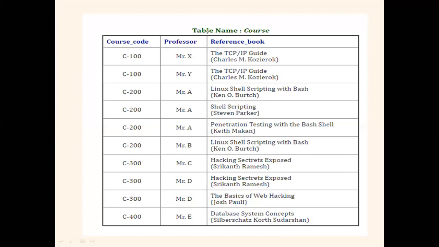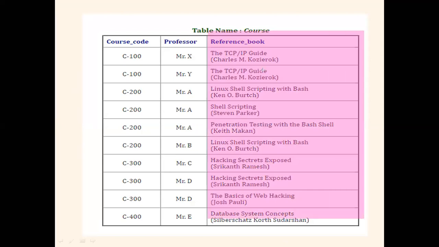If I remove this whole attribute, what will happen here? We have a repetition. What type of repetition do we have? We have a repetition of this. So what do we do? We have repetition for C200 Mr. A, C200 Mr. A, and again C300 Mr. D, C300 Mr. D. So how many tuples do we have in common? That is first, second, and third.